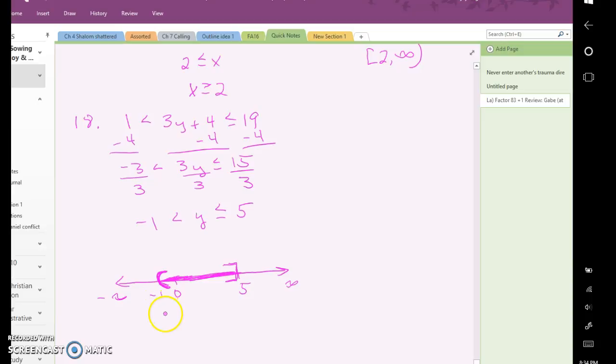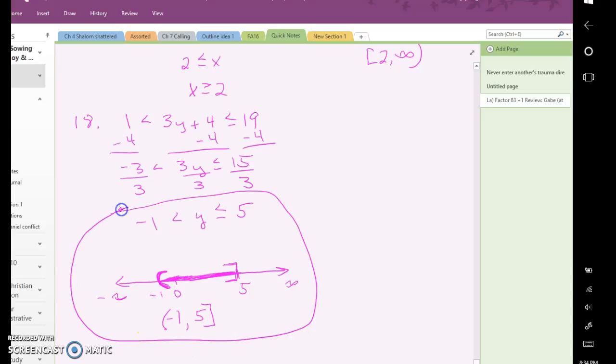Once we do the graph, we can write the interval. We see a parentheses, we write the parentheses. Then we write the -1. Look at the other end of the solution set, which is 5, and we see a bracket. So there we have our answers in 3 different forms.